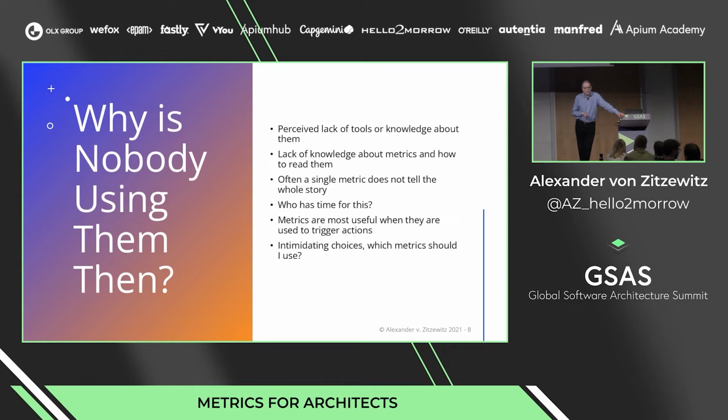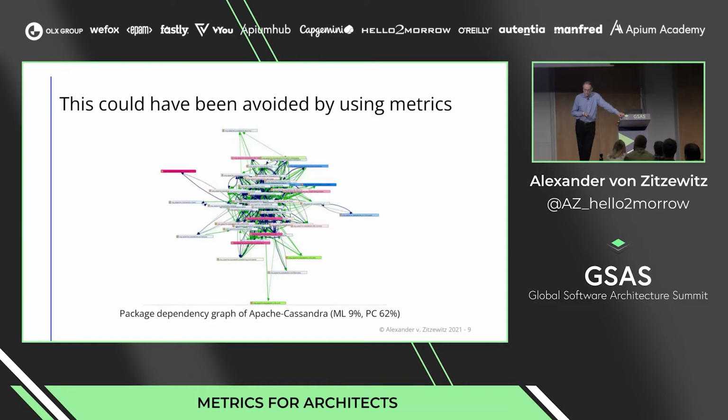And of course, there are so many choices, so many different metrics I can use. Which one should I use? I hope I can bring some clarity into this point today. So what we see here is a package dependency graph of a famous open source project, Apache Cassandra. Who's using Cassandra? Yeah, few people, not so many, but quite a few. And don't get me wrong, I'm not bad-mouthing Cassandra here, but I'm telling you it has pretty bad, devastating metrics.